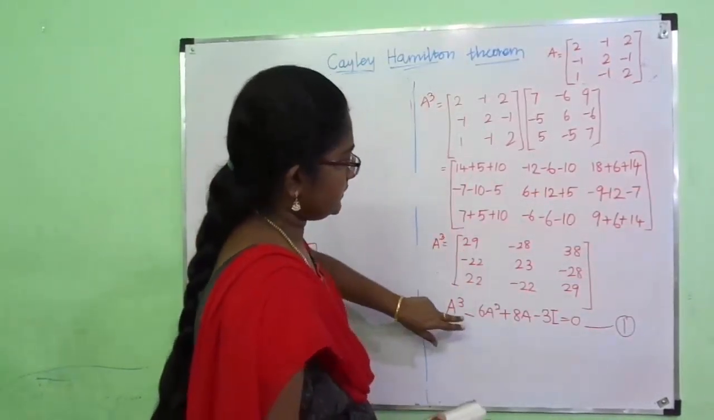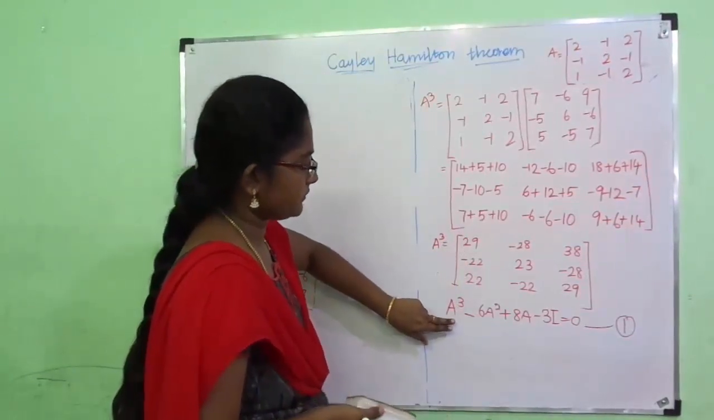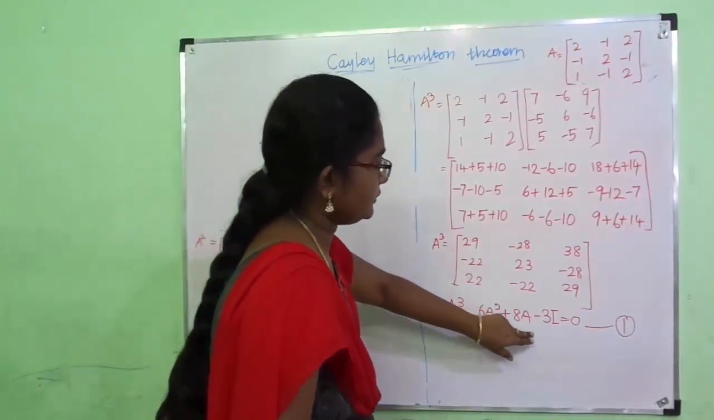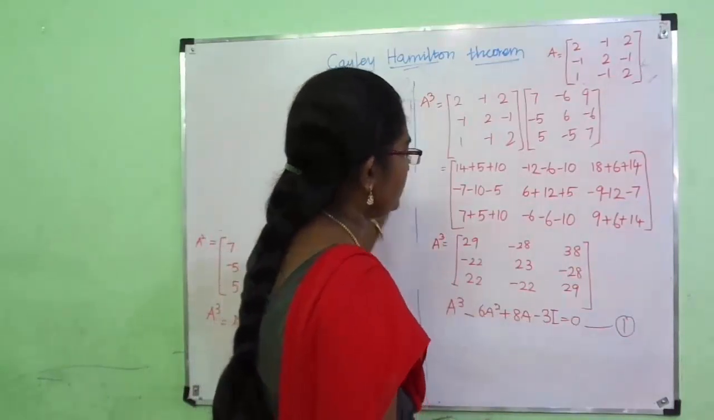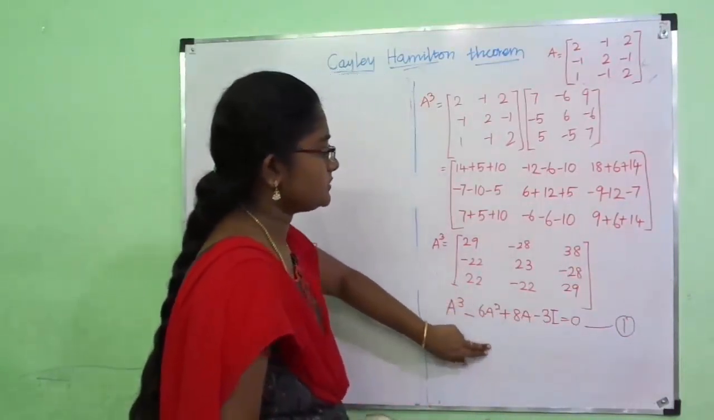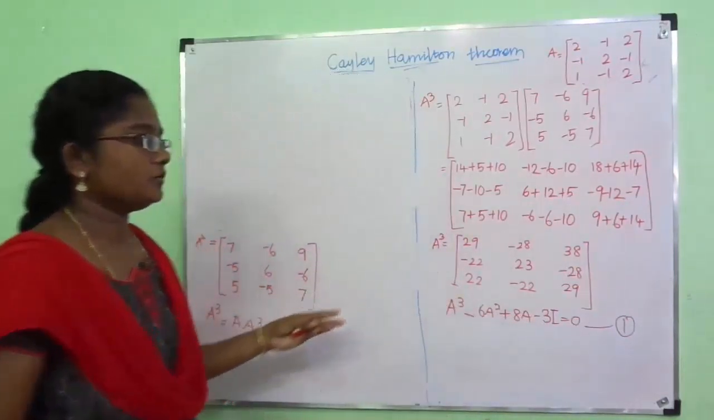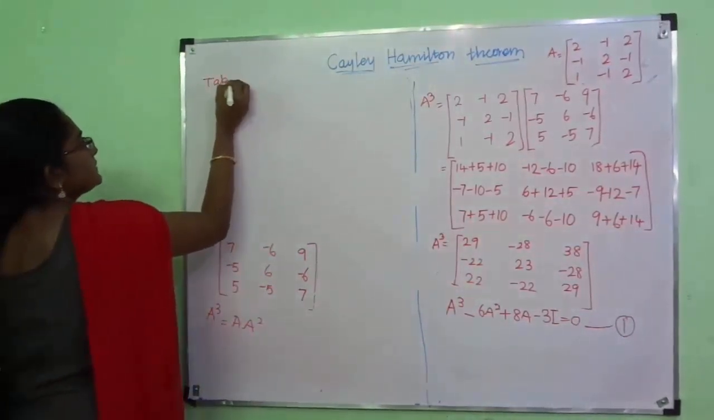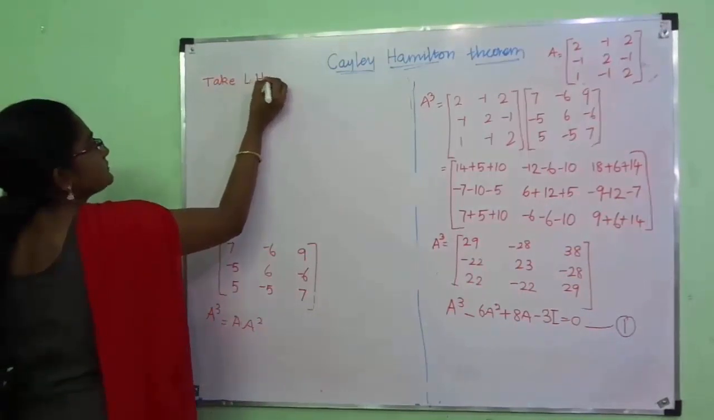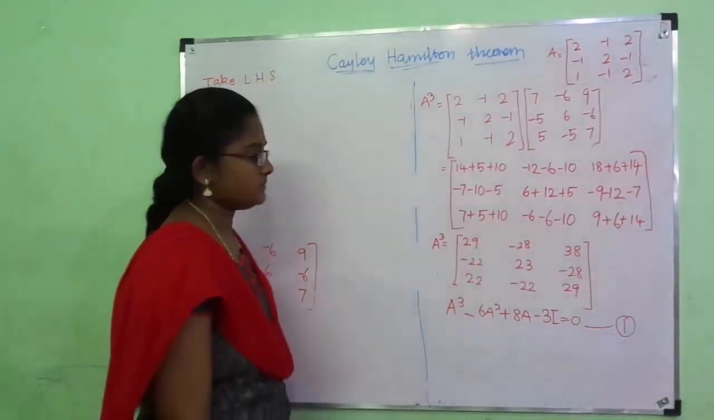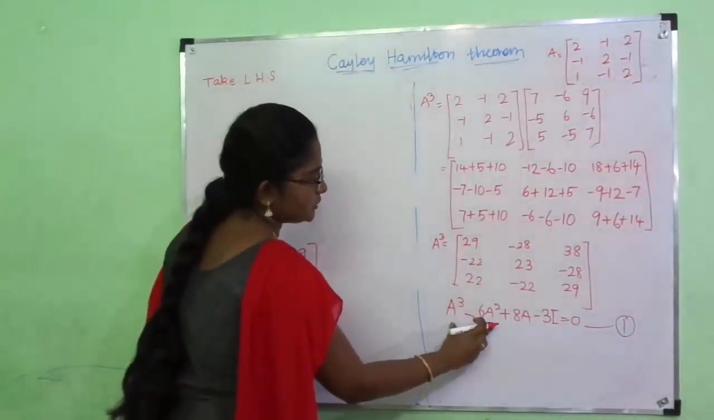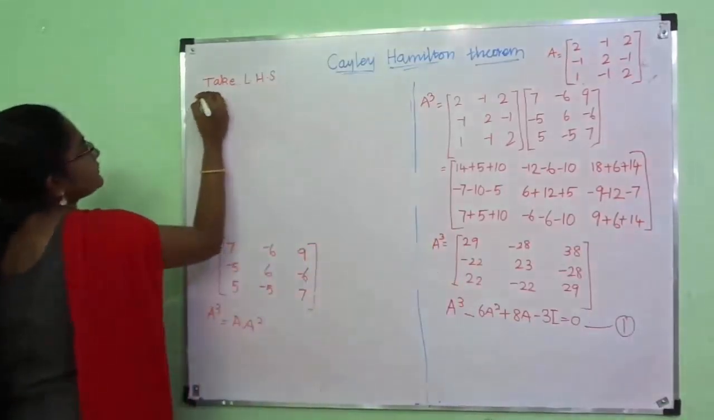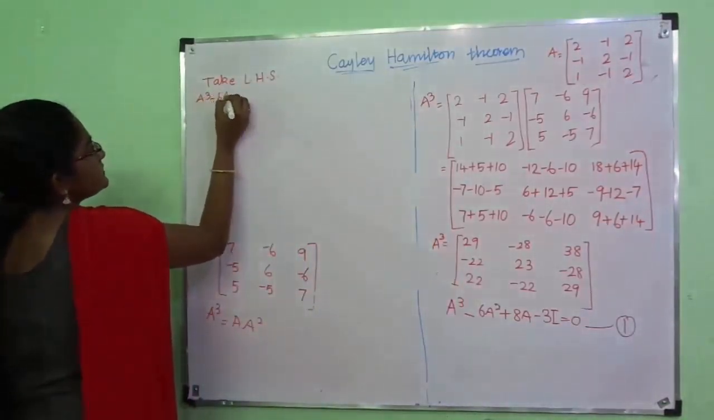And check in the characteristic equation. We have found A cube, A square and we know A and the identity matrix. Now we can substitute the A cube, A square values in this equation and we can go for the next checking. Take the left hand side of the characteristic equation, LHS. To do it in an easy manner, first I am going to consider only A cube minus 6A square.